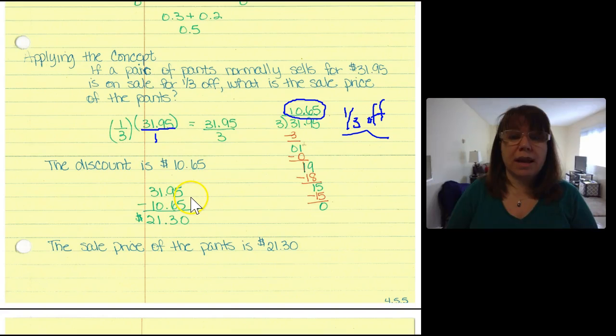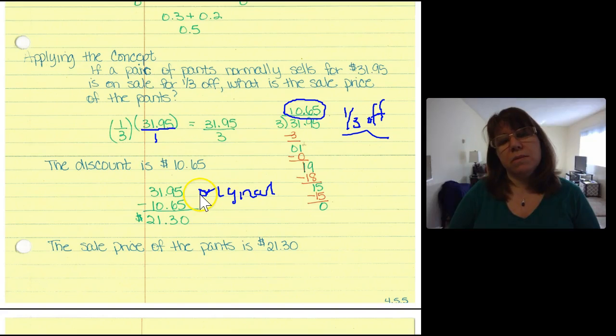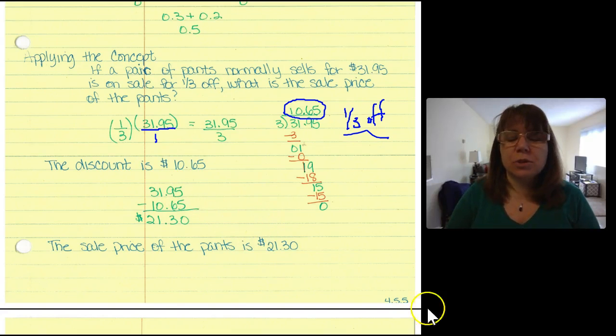Take the original price. That's your original price is $31.95. And subtract your discount. Oh, that is the most horrible original that I think I could have written. So let's get rid of it. There we go. So this is your original price. And minus your discount, you're going to get $21.30. So the sale price of the pants is $21.30.